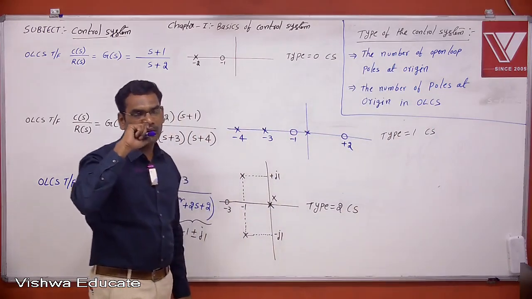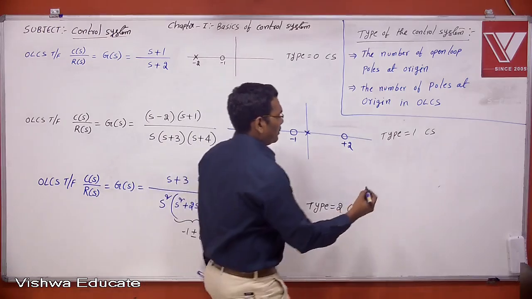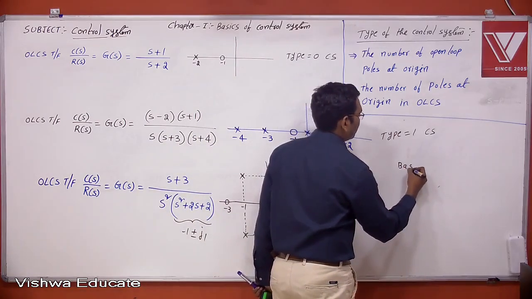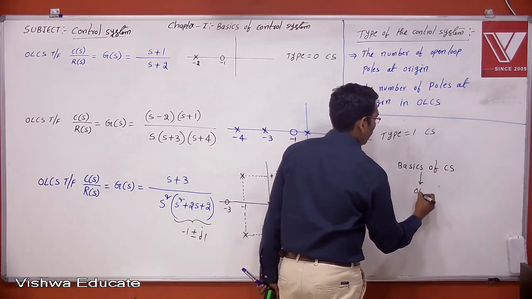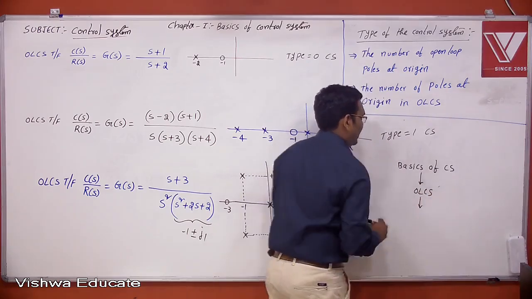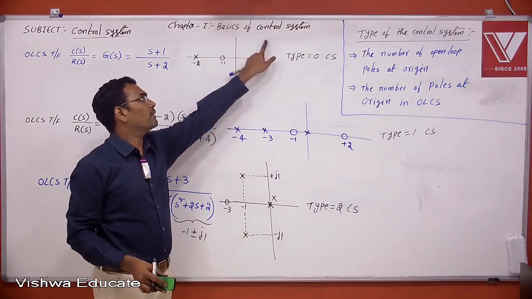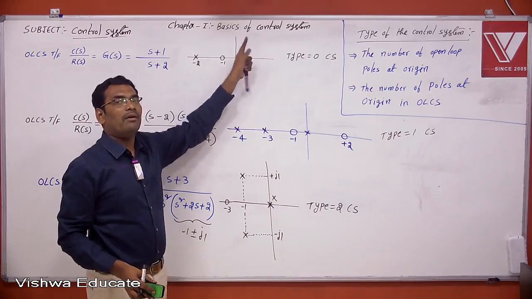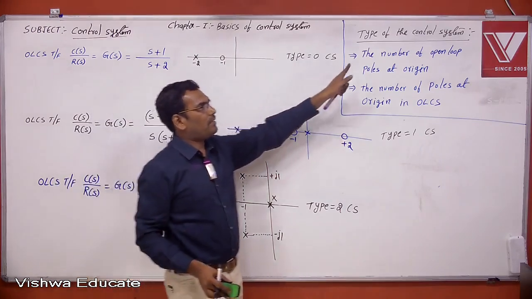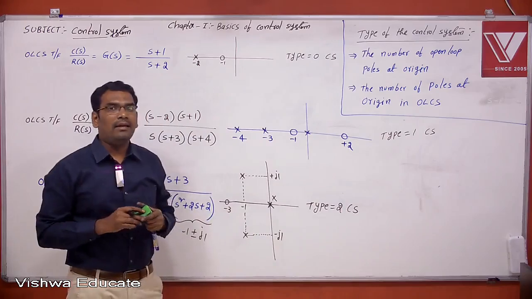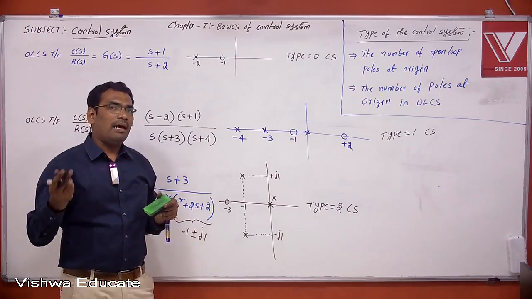Therefore, this is the basics of the control system. In the basics of the control system, we take the open loop control system and do mathematical analysis on its block diagram. From that, the mathematical analysis is nothing but the transfer function. From that, one important parameter we take is type. In the same manner, we'll take a closed loop control system and its block diagram, from that a mathematically equivalent model, and from that the transfer function.